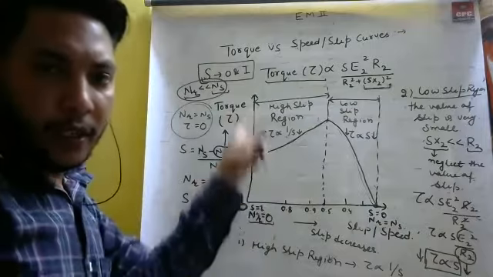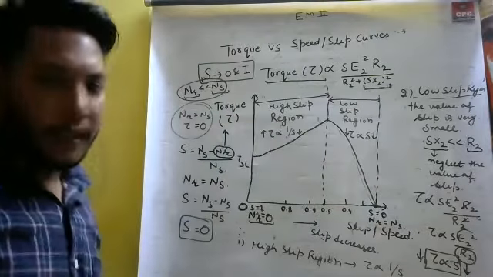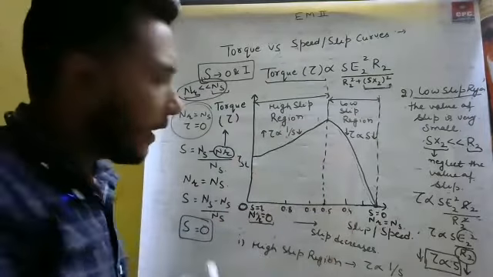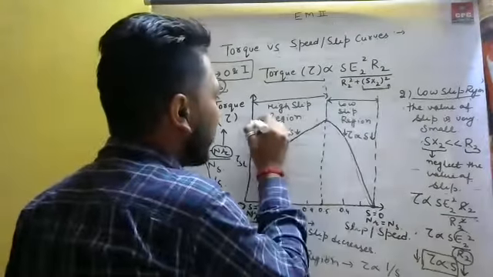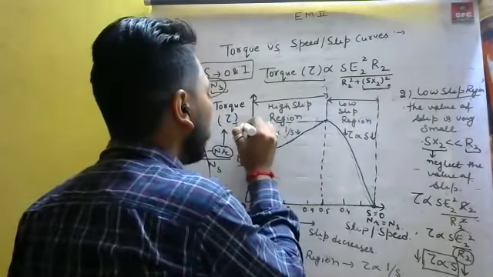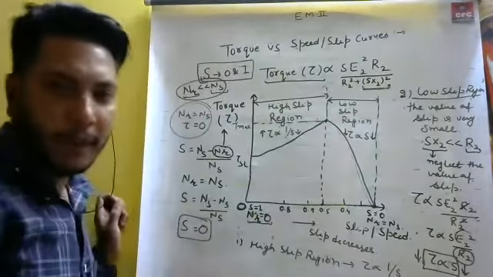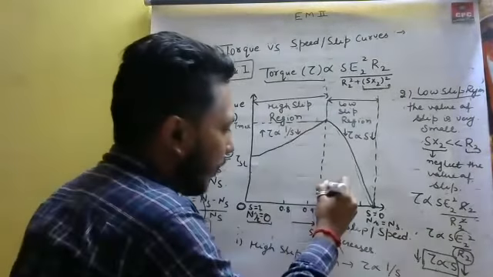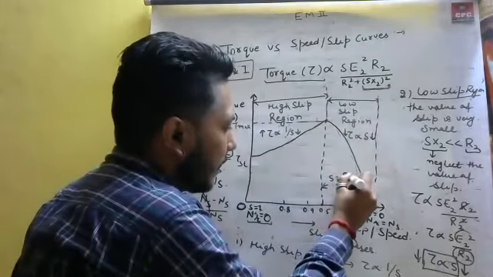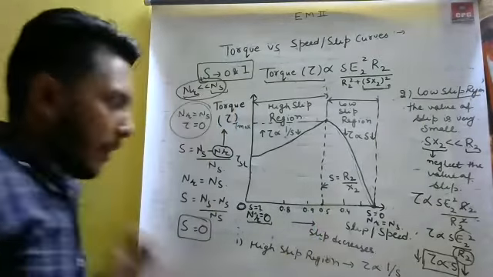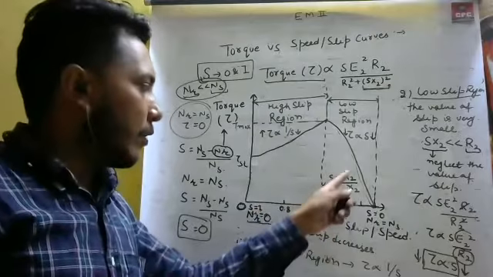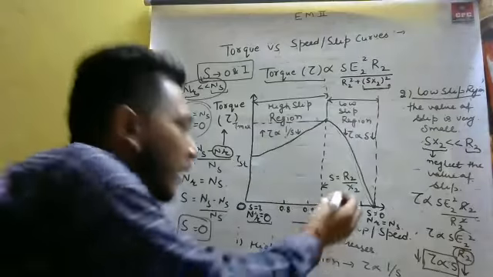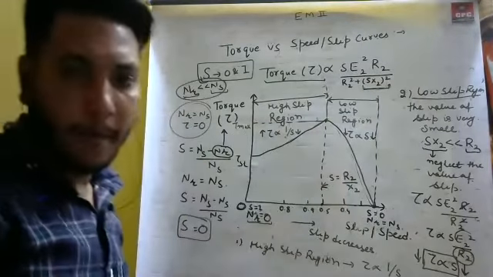Okay. So this is your torque versus slip curve. In this lecture, we are talking about the torque versus slip curve. And this point is your maximum torque, T max. In the previous lecture, we derived the condition for maximum torque. The condition is S is equal to R2 upon X2. So at that point, the value of torque is maximum.